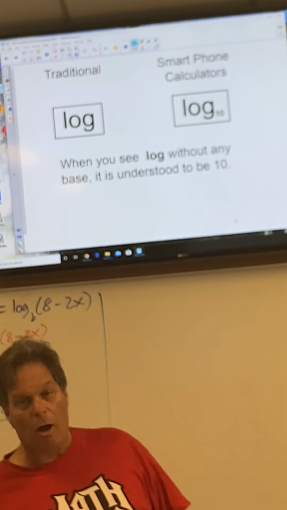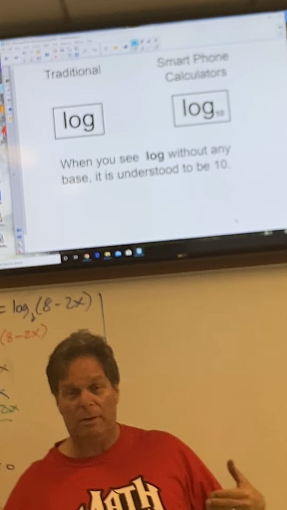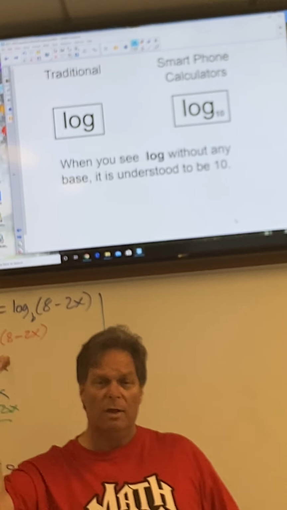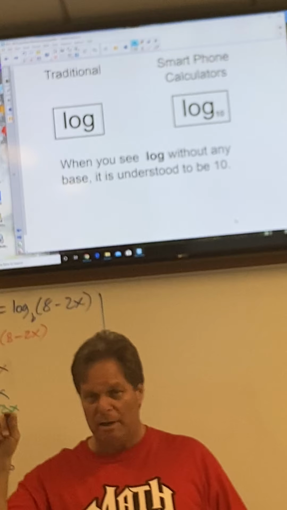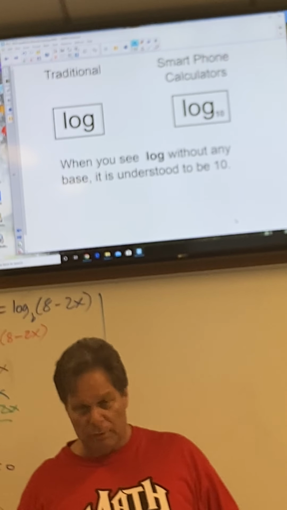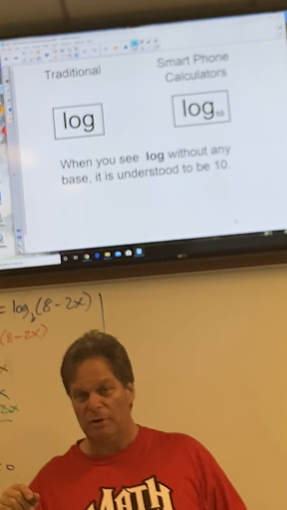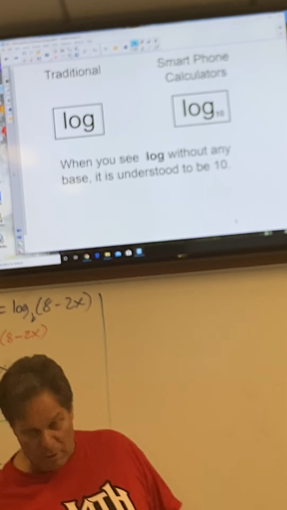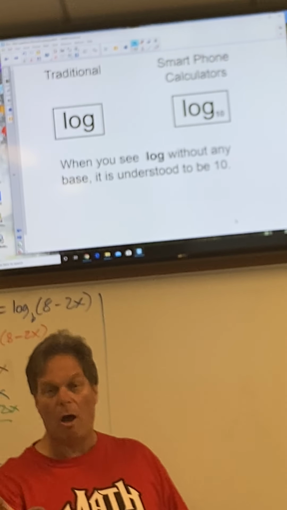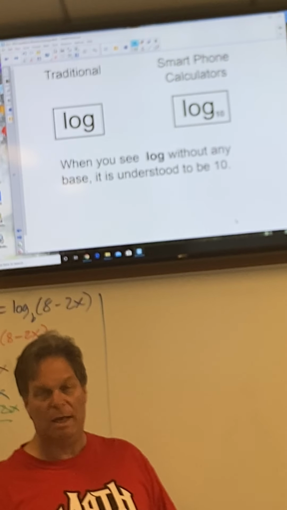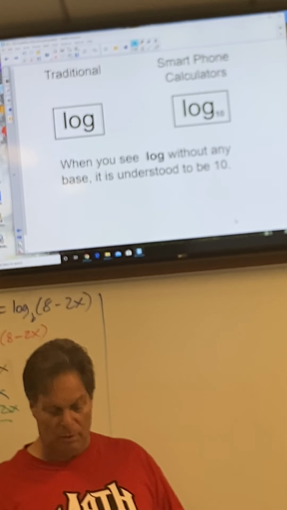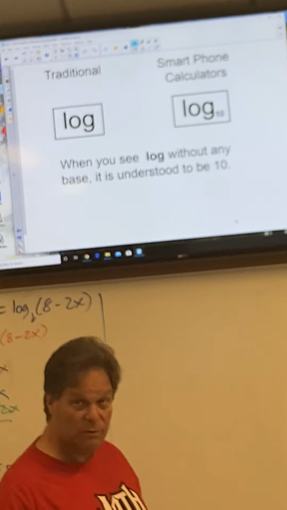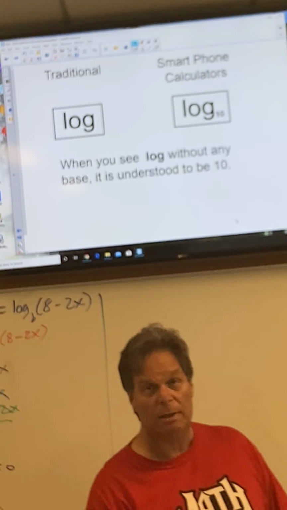If you just see log without a base, it doesn't mean there's no base. It means the base is 10. Just like if we are at a square root and you don't put the little 2 there, everyone knows that a square root means square root if you don't put a number there. Same thing with logs. If it just says log, it means log base 10. Every log has to have a base. So it means base 10 if you see that. Okay, that's the first thing.